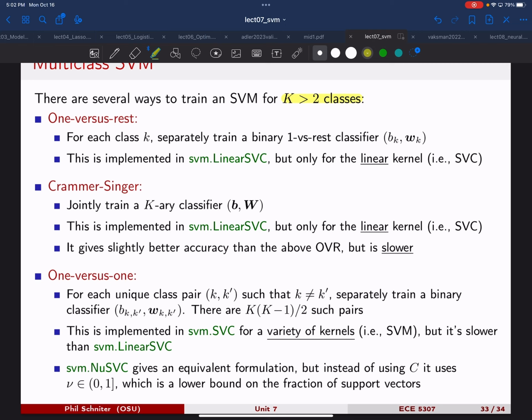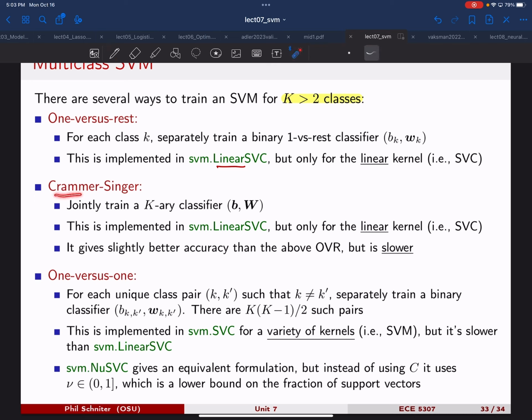So let's say you want to do one versus rest to attack this multiple class problem. We know that means for each class K, separately train a binary one versus rest classifier. The only way to do this in sklearn is to use the LinearSVC method, not this new SVM. The trouble with LinearSVC is it only works for the linear kernel. It cannot use an RBF or polynomial kernel or whatever. It's just the simplest linear kernel. So that's the one versus rest option.